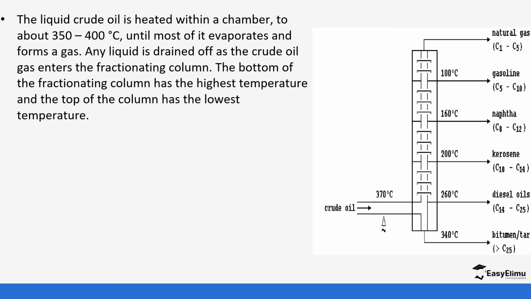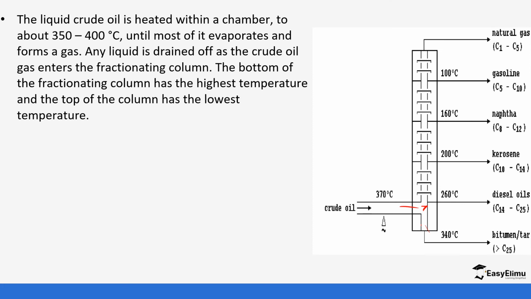So this is the process. As you can see in the fractional distillation, you can see different fractions depending on the sizes of the carbon atoms. At the bottom, the crude oil is heated to about 350 to 400 degrees Celsius until it evaporates and forms a gas. So this gas enters here. Any liquid is drained off as the crude oil gas enters the fractionating column.